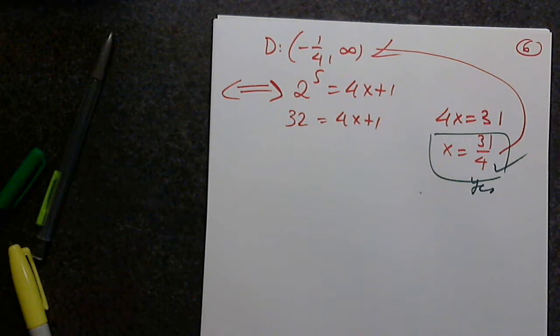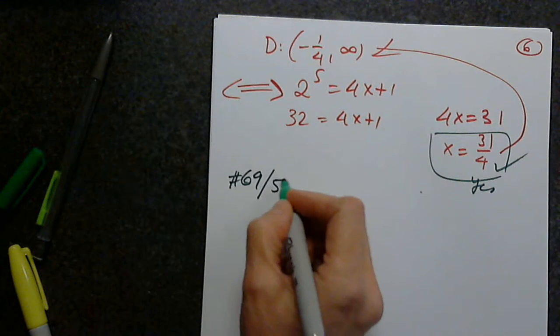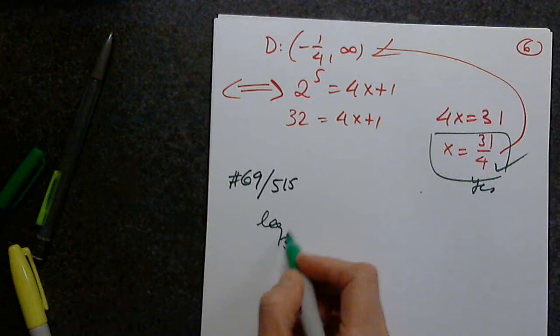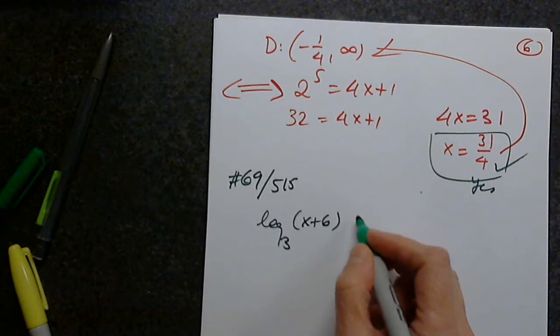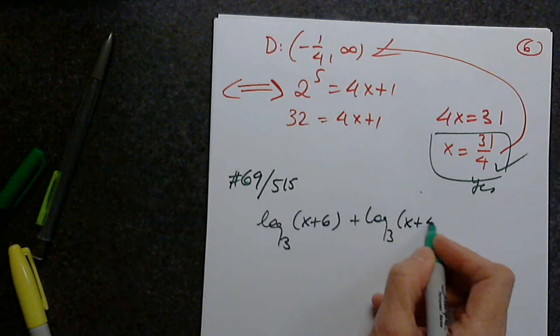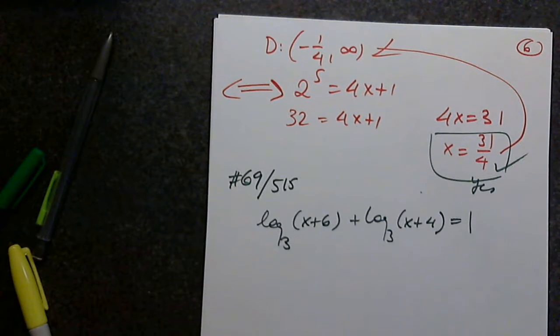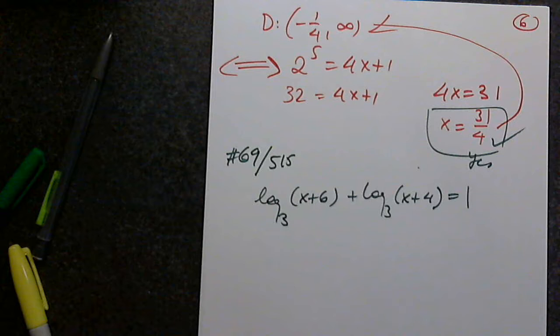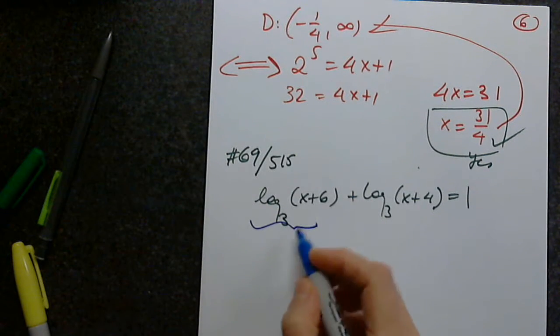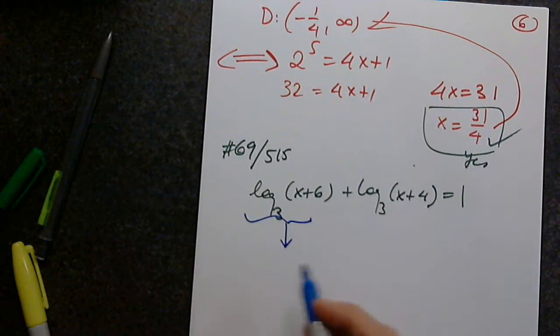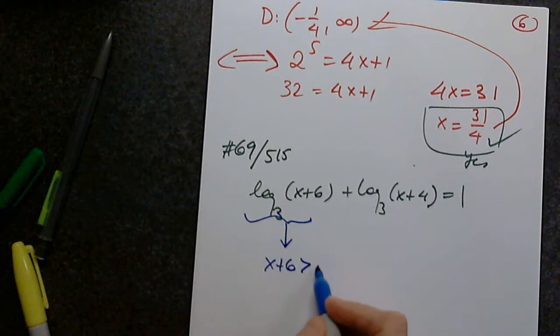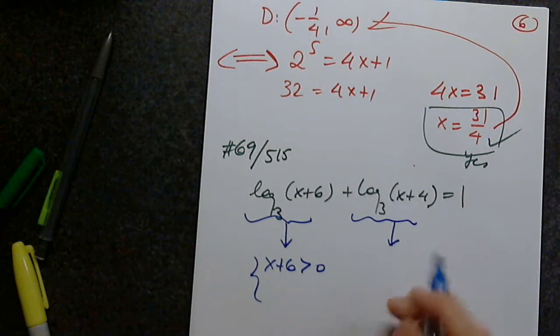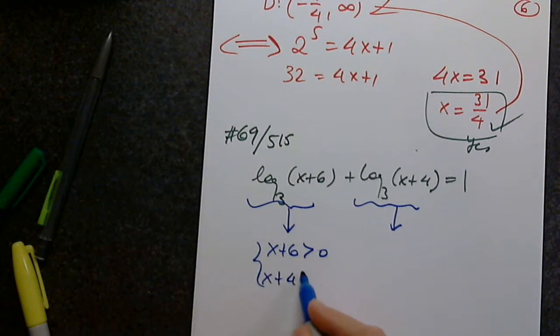Okay, so let's continue with 69 on the same page. And this is log base 3 of x plus 6 plus log base 3 of x plus 4 equals 1. Okay, so what has to happen for this to exist? x plus 6 is greater than 0. Perfect. What has to happen for this to exist? x plus 4 is greater than 0. Awesome.